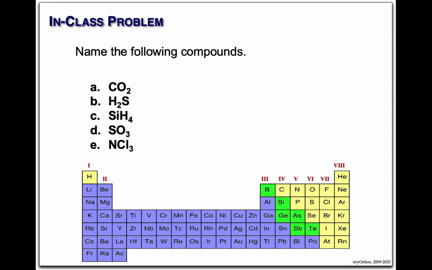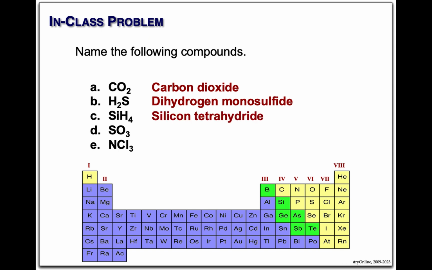Carbon, two oxygens, that's going to be carbon dioxide. Two hydrogens, one sulfur. Use our multiplier. Dihydrogen monosulfide. One silicon, four hydrogens. Silicon tetrahydride. One sulfur, three oxygens. Sulfur trioxide. One nitrogen, three chlorines. Nitrogen trichloride.